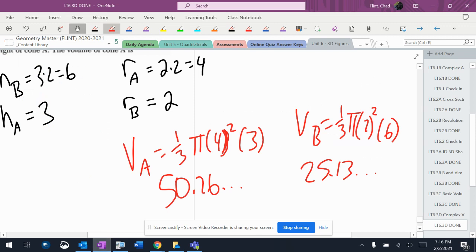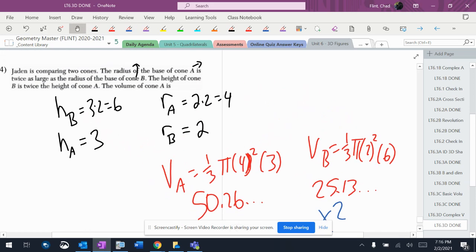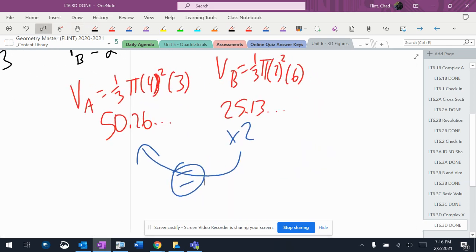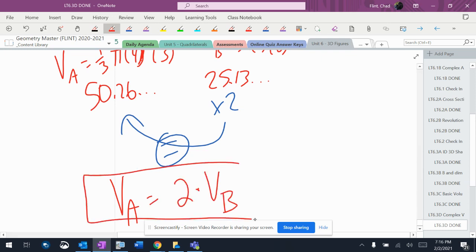All right, so this times 2 equals that. All right, now this was multiple choice when it was on there, but it says the volume of cone A is twice as big as cone B. So volume of A equals 2 times volume of B. If you were writing it out, that's what you would have to say. All right, this was kind of written out in words, so you were able to do that when you were dealing with multiple choice. You were able to pick out the correct one.